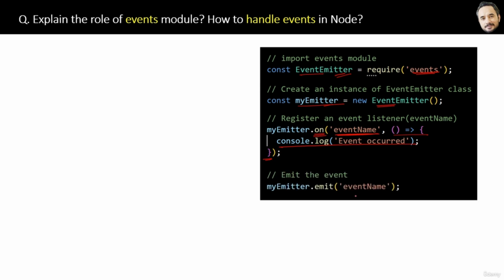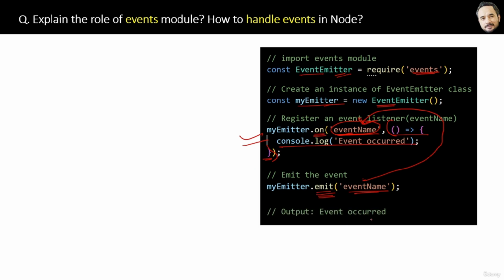Here, see, we are raising or emitting the event name by using the emit function of the myEmitter object only. So what will happen now? When this event is emitted, the above event listener will listen to it, match the event name, and run the function logic for it. That's it. Clear? Great. Finally, here you will find the output.